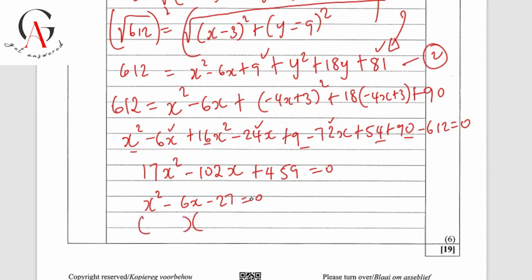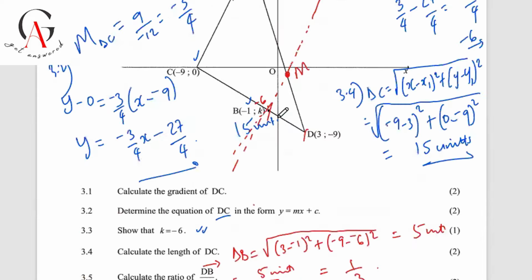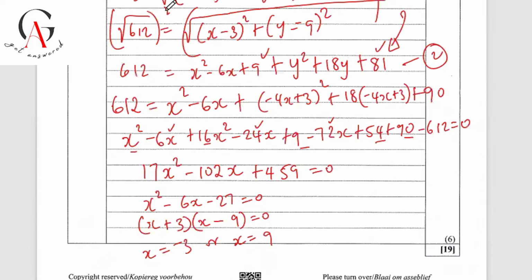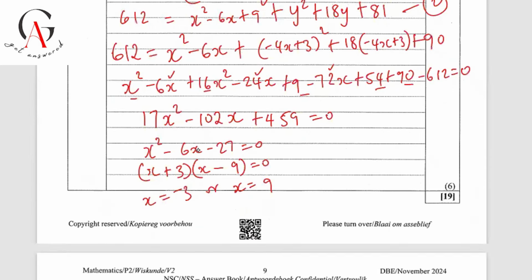I'll factor this out. I will use the quadratic formula. So X and X, let me make this a 9, a 3. I'll make this a negative and a positive. Which means our X can be -3 or X is going to be a 9. But since the A is in the second quadrant, which means the X is going to be -3.